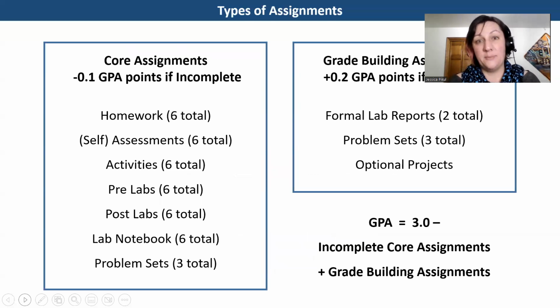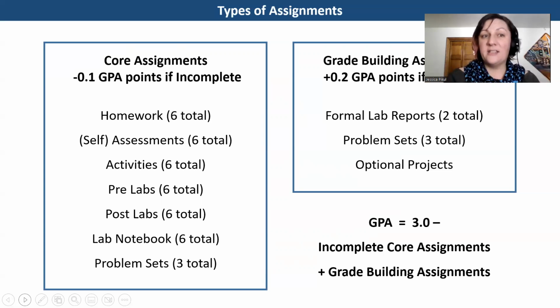So, here are the types of assignments that we're going to have. They have two categories: the core assignments of the course, and then things that will build up your grade. In general, with my grading style, I start the first day of the quarter assuming everyone has a 3.0 in the class. Then as we move through the quarter, you'll complete core assignments that will maintain that 3.0. As those core assignments are missed or incomplete, then your GPA will drop.